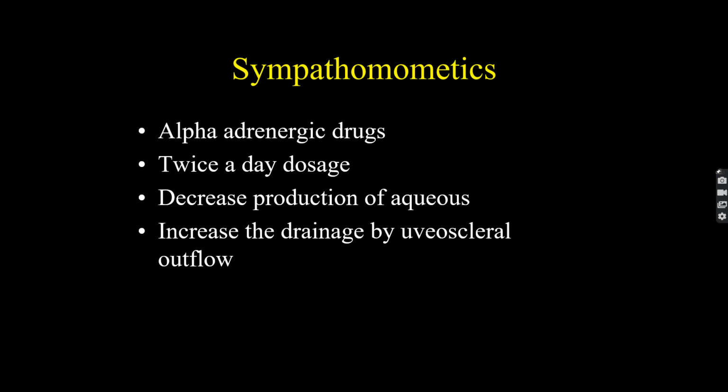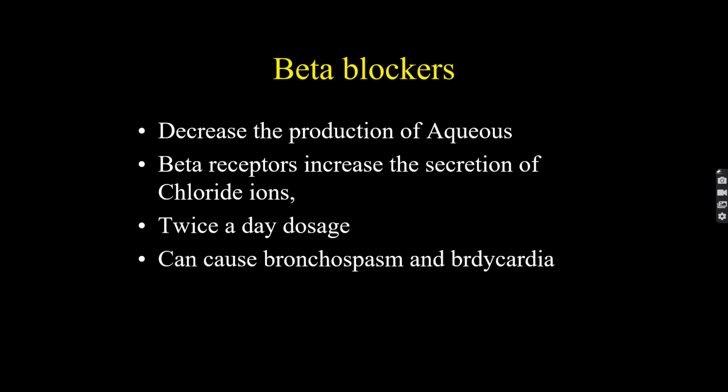Beta blockers. Beta blockers have been the most popular drug for primary open angle glaucoma. They have been the most popular drug for the last 3-4 decades. They decrease the production of aqueous. Dosage is twice a day. And one of the very important things is that they cause bronchospasm and bradycardia.